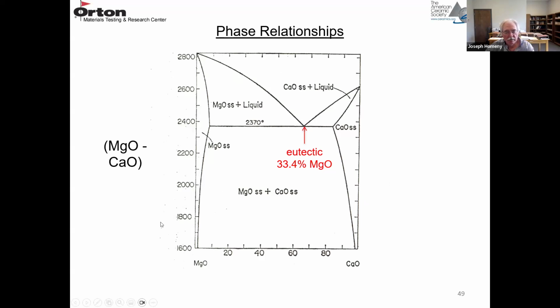So the MgO-CaO phase diagram looks like this. This is 100% MgO. This is 100% CaO. You can see the lowest melting eutectic here is 2370 degrees C. That occurs at about 33% MgO. So when I was talking about the solid solutions, they're on each edge of the phase diagram here. So this is labeled MgO solid solution. So there's a little bit of lime dissolved in the MgO here. And this is CaO-SS, so lime solid solution. So there's a little bit of MgO dissolved in the lime here.